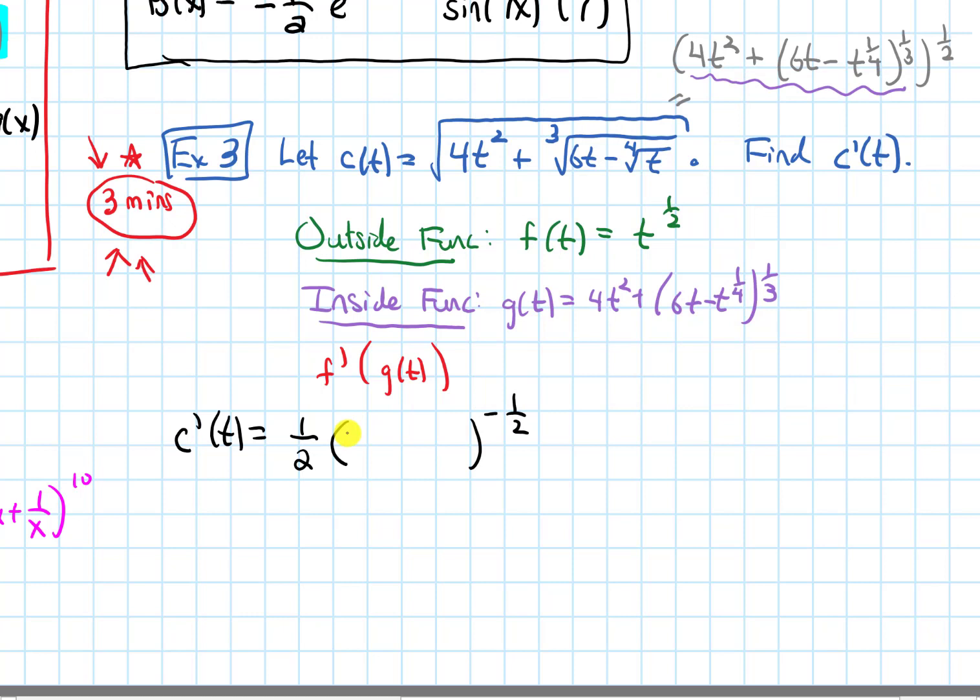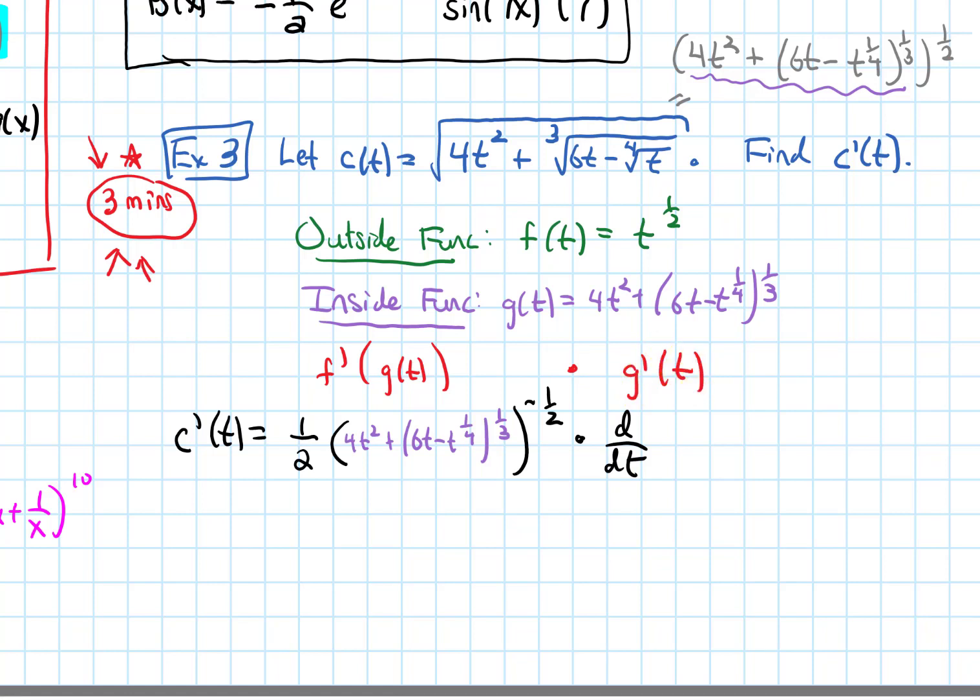Okay, so the inside stuff, which is 4t squared plus 6t minus t to the 1/4, to the 1/3. Let me give myself some more room. So that whole thing is to the negative 1/2. But then it says, well, multiply by the derivative of that inside stuff. So we multiply by the derivative of the inside function, g prime of t.